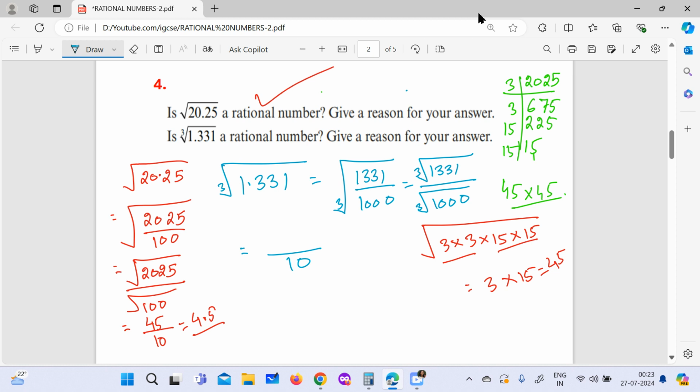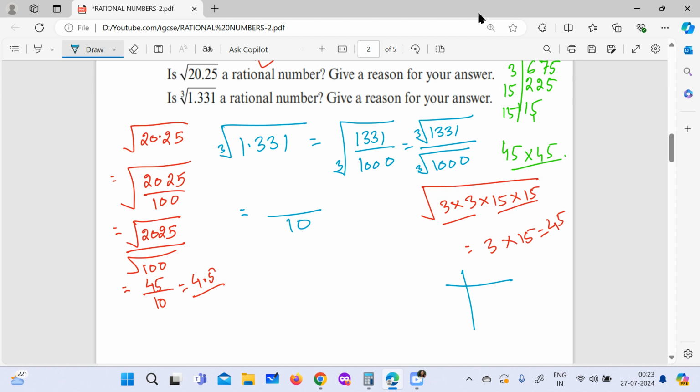We will do prime factorization for 1331. So let's see what answer we get. Okay, so we will start with 11. 11 ones 11, 2 is 22, and then okay. So we got here cube root of 1331 as 11. So 11 over 10 is nothing but 1.1. So we got the answer for cube root of 1.331 as 1.1. So this is also a rational number. I hope this is clear to everyone.